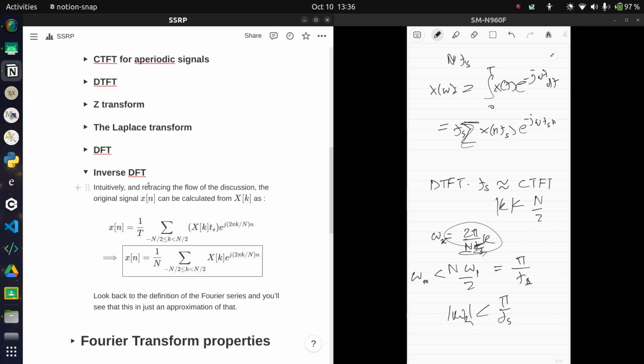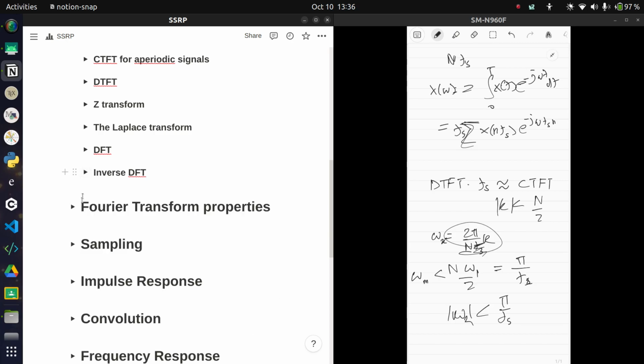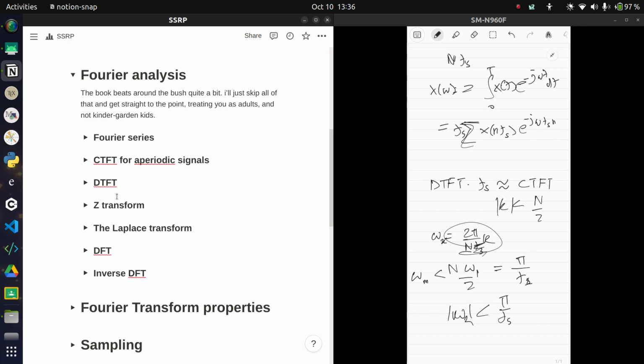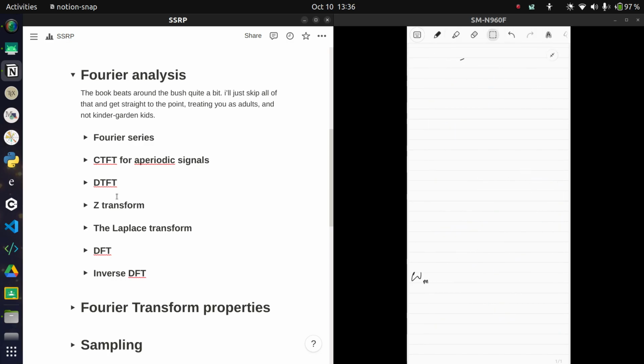Remember, these are, by the way, sequences of n. In any case, let's move on. So that's like the Fourier transform and its alternatives and discretized versions.